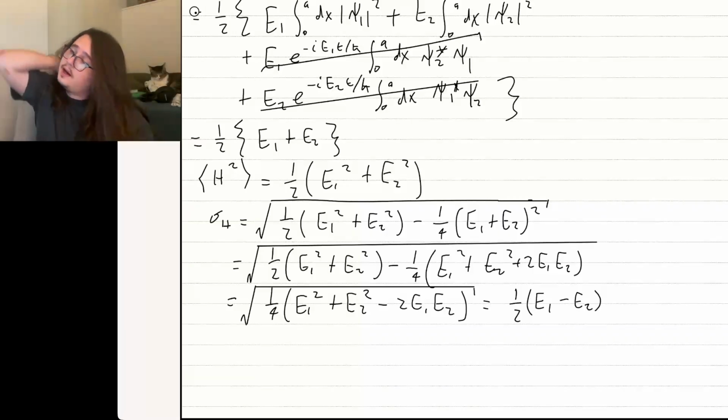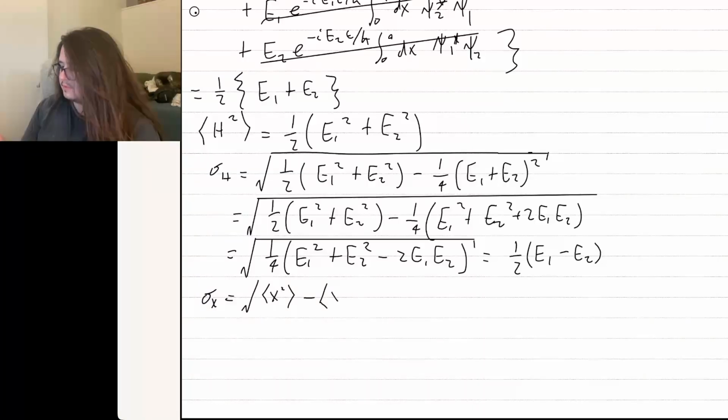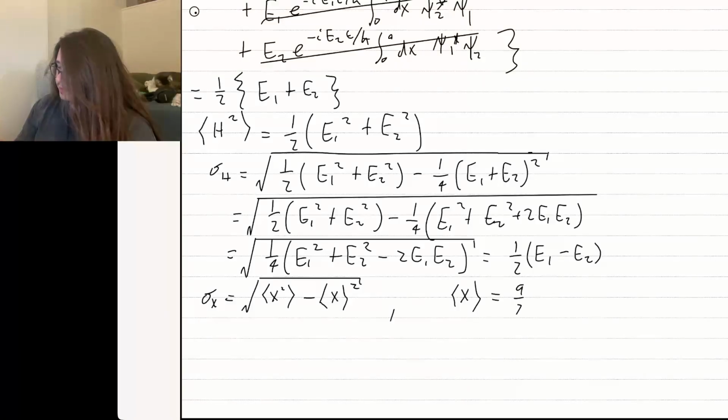That wasn't too bad. The next part is too bad. So we need sigma x, which is the square root of the expectation value of x squared minus the squared expectation value of x. And I've already calculated the expectation value of x in my video for problem 2.5. I'm going to write it out here.